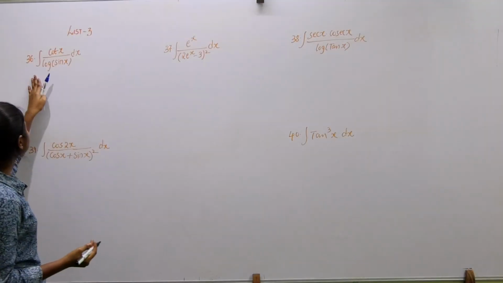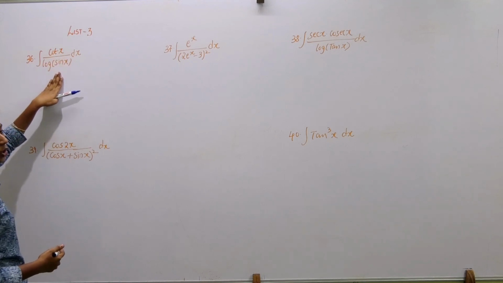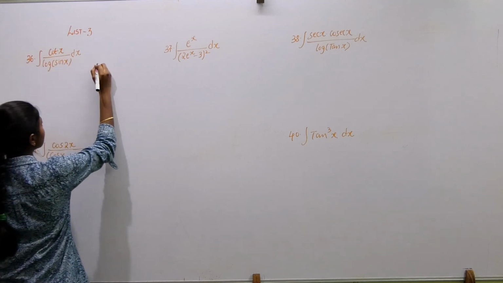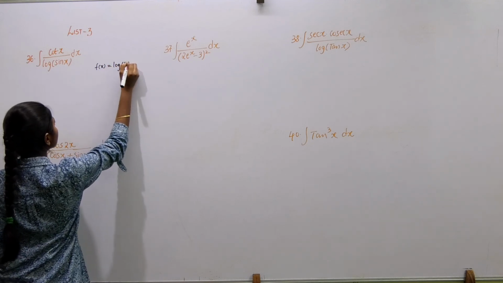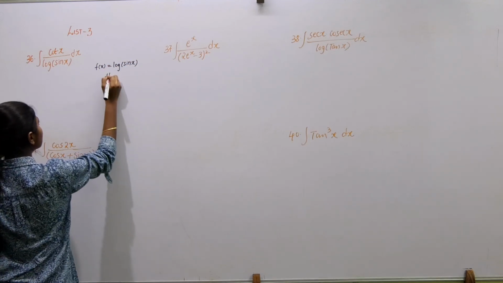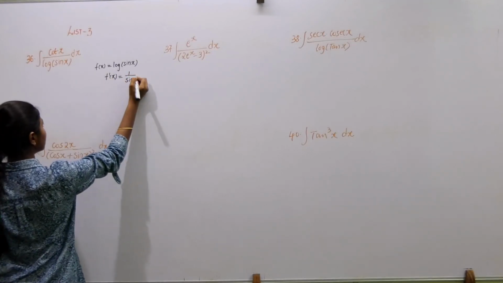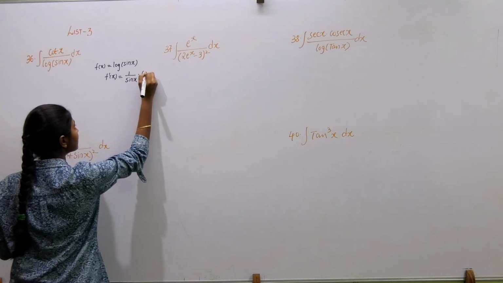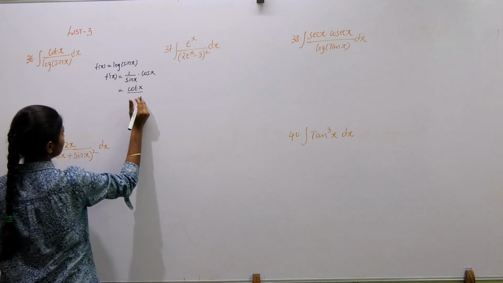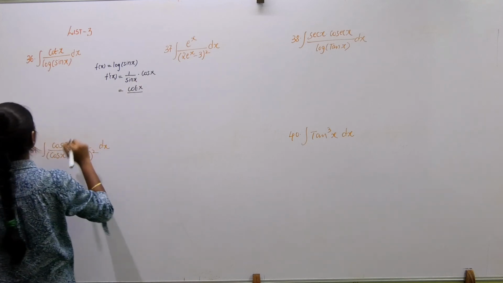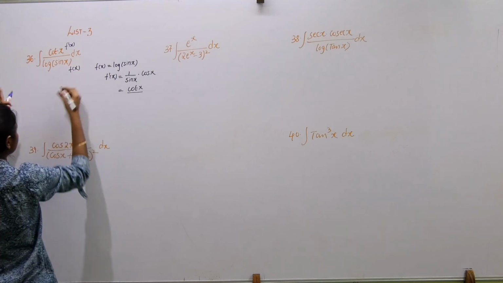Next one, 36th question. It is given as integral cot x by log of sin x dx. Let f of x equal log of sin x. Then f dash of x equals 1 by sin x into d by dx of sin x, which is cos x. It is equal to cot x, that is cos by sin, cot x. This is f dash of x and this is f of x.